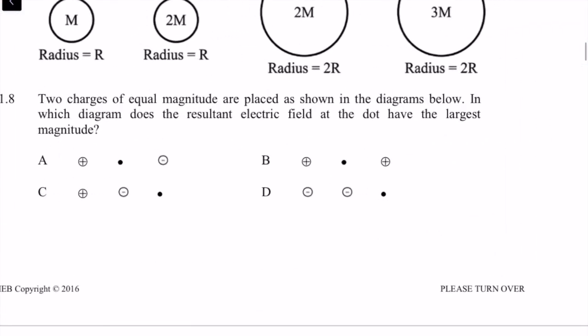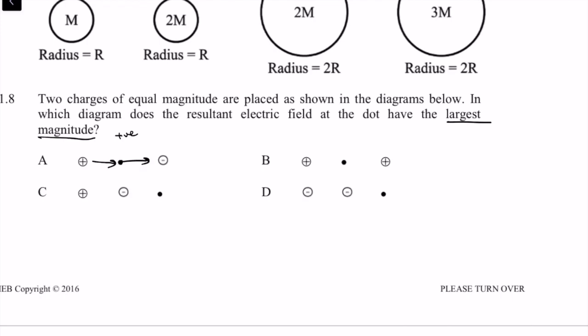Two charges of equal magnitude are placed as shown in the diagram below. So all of them have the same magnitude. In which direction does the resultant electric field at the dot have the largest magnitude? So where is the magnitude the largest? Basically I am just going to act as if this is a kind of force field and say which direction this point charge will move. Let's say this was a positive point charge, so let's say all of them were positive point charges. Then the negative will attract it and the positive will repel it, right? So that's quite a large force.